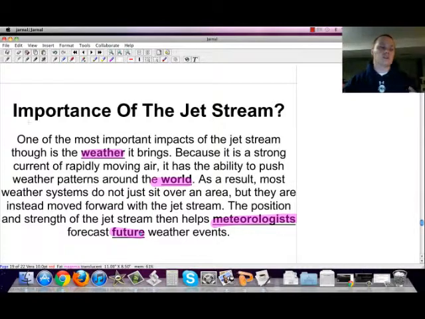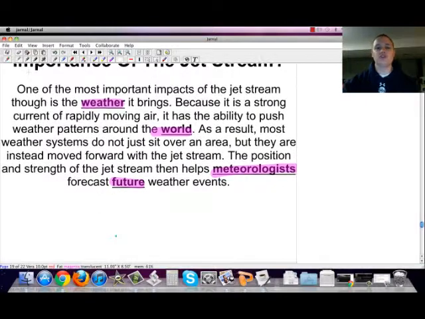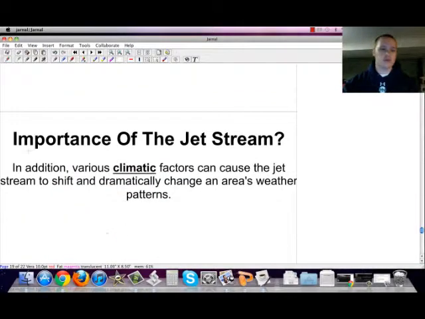So it may look as if it's going to be headed towards us and pushing things towards us, and then eventually it changes because of the currents in our atmosphere. But nonetheless, that's what they're using it for, is to help predict the actual movement. The third thing I'll mention is climatic factors.